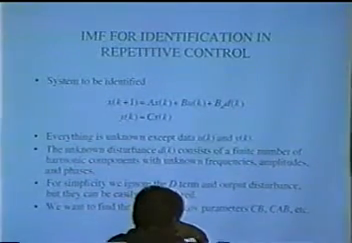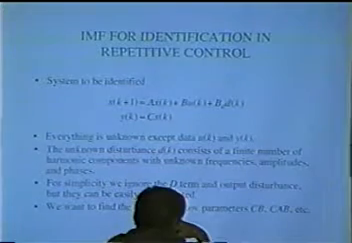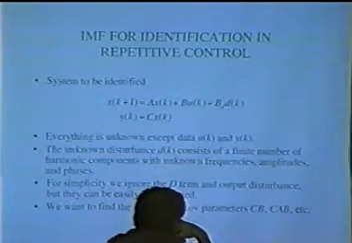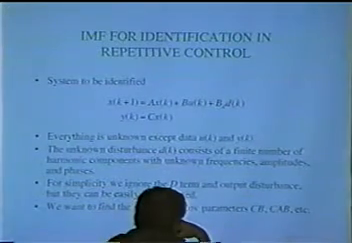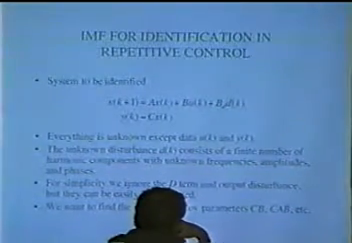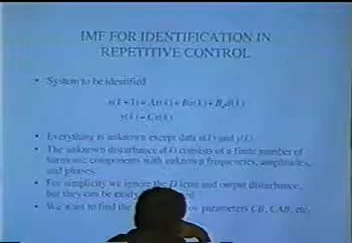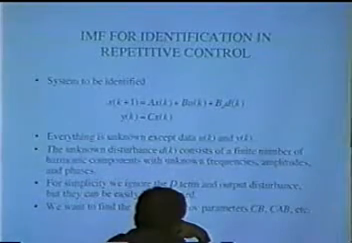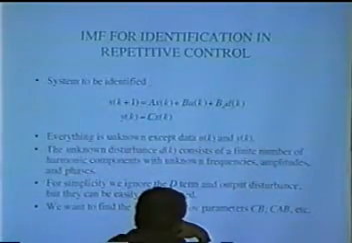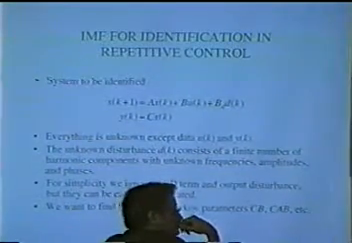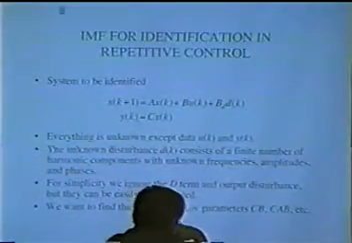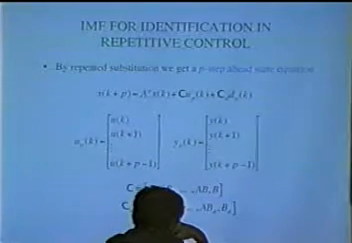That's from the ID. There are two parts, the control part and the ID part. The ID part says I want to get the macro parameters from that data. So imagine a problem where you have data that has been corrupted by this unknown disturbance, and you want to get out the uncorrupted, disturbance-free model. Okay, so how is it done?